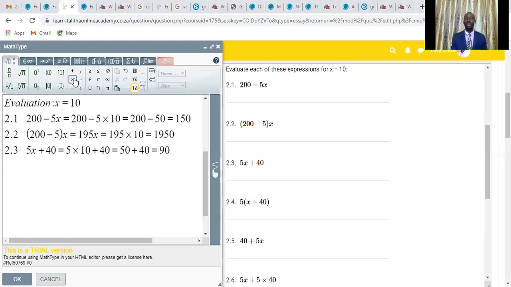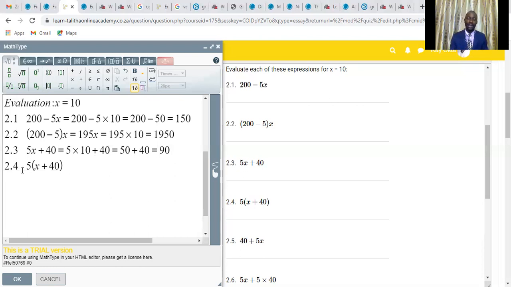Now in the next question, which is 2.4, we have been given that the expression this time is 5. This 5 is used to multiply what? X. Okay. x plus 40. Now notice how they look so similar. When you look at 2.3, which is 5x plus 40, and then when you look at 2.4, which is 5 times then x plus 40.